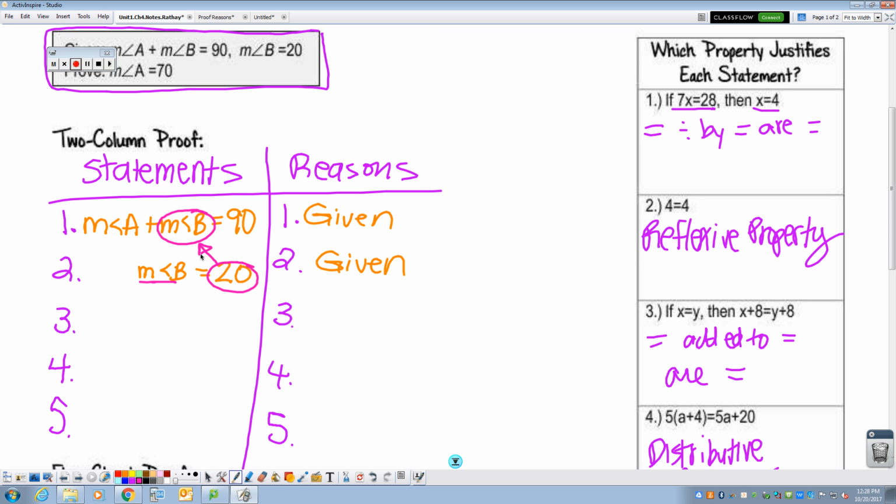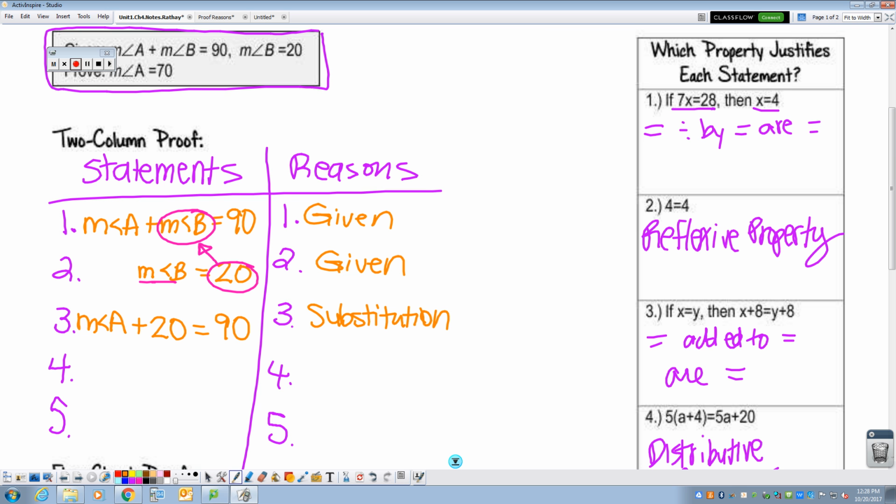So I can substitute that in, and if I substitute it in, my new equation is that the measure of angle A plus 20 is equal to 90. Because I'm substituting it in, my reason is substitution.